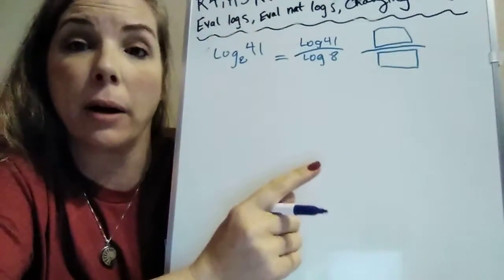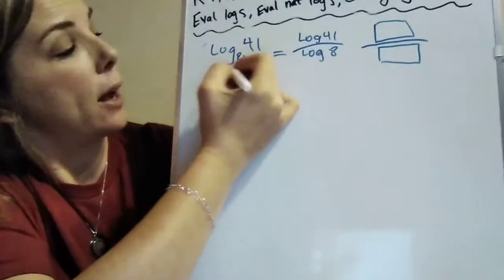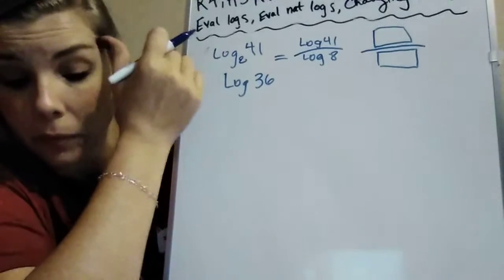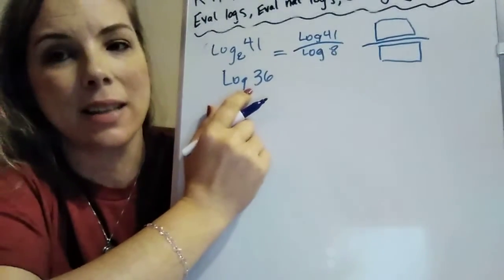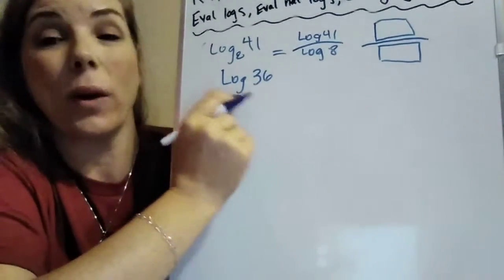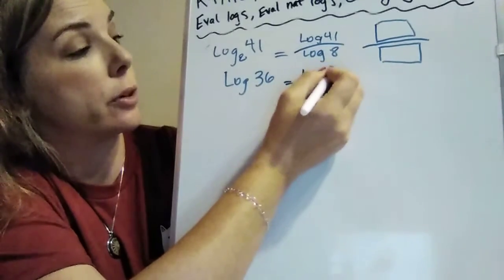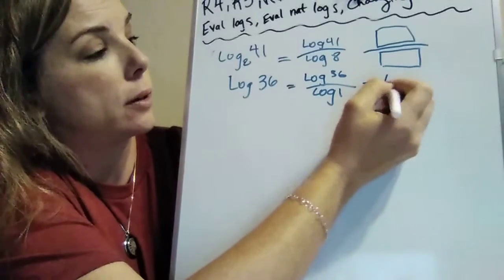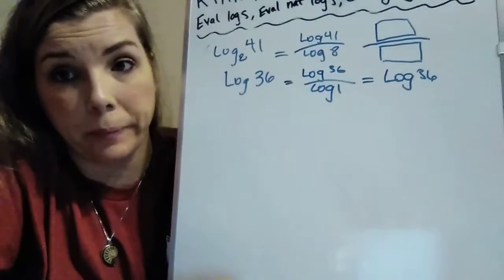Make sure and use that button and do each block at a time. Okay, now what if we have log 36? This little exponent down here, if it's not there, it's not 10 this time. It's 1 because of the way it's arranged. So it would be log 36 over log 1. It's just log 36. Okay?